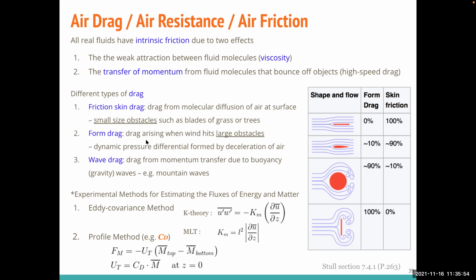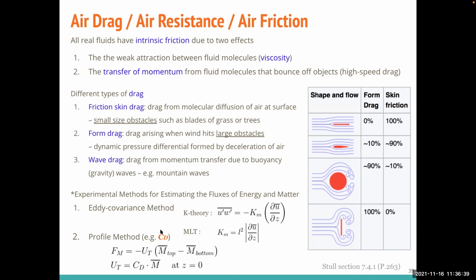And then the form drag, which arises from large obstacles. If you have a golf ball, you have this type of drag, right? It's the dynamical pressure differential formed by deceleration of air. So here, the wake behind this ball. Or the wave drag. If waves are formed behind your object, then you have another type of friction coming from the waves due to buoyancy. So the gravity waves that you see from the satellite, that would be wave drag. It has to have gravity, compared to these two, right?